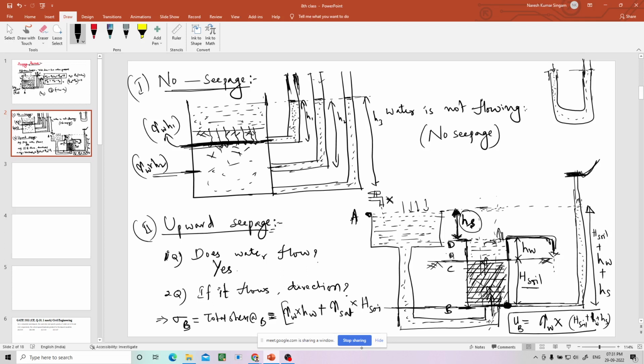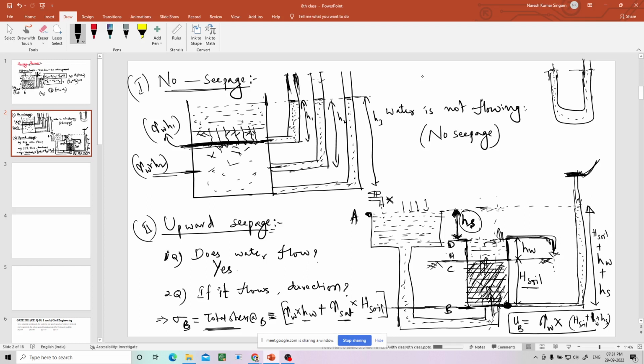Whenever somebody is asking for total stress, it is nothing but the stress coming due to whatever is above. It may be water, it may be soil, whatever it is, you just have to take the total pressure. See, I have taken the water, gamma W into HW. At this point, whatever water is there, and the soil is in saturated condition, I multiplied with the height of the soil. So I have taken the total stress.